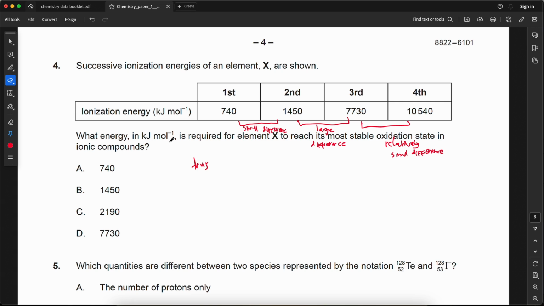Therefore the energy in kilojoule per mole required for element X to reach its most stable oxidation state is only 2 energies. So 740 plus 1450, which is 2190.